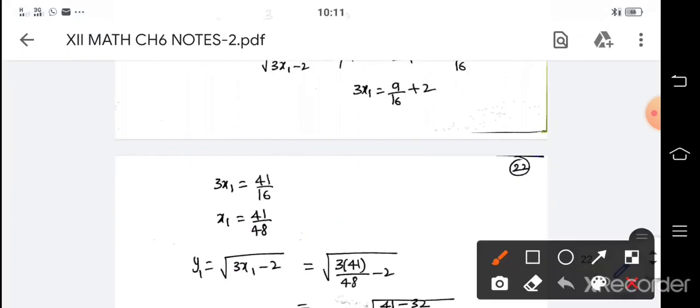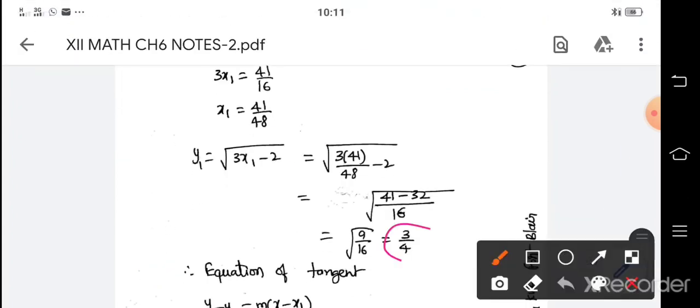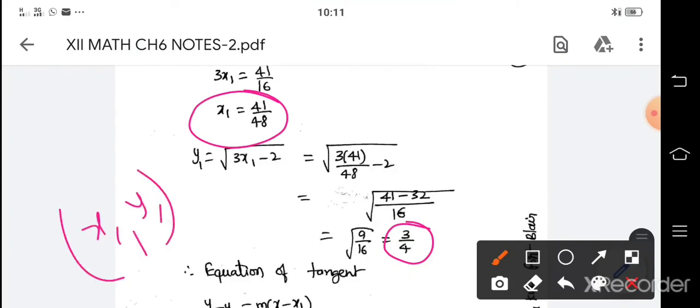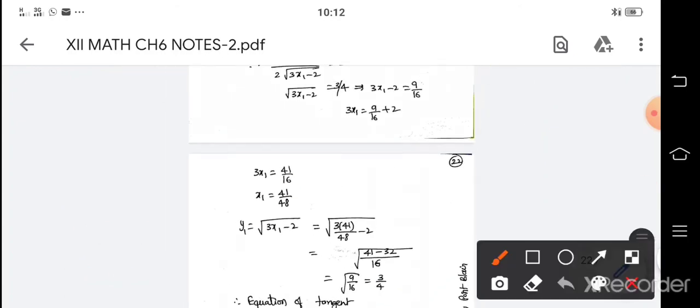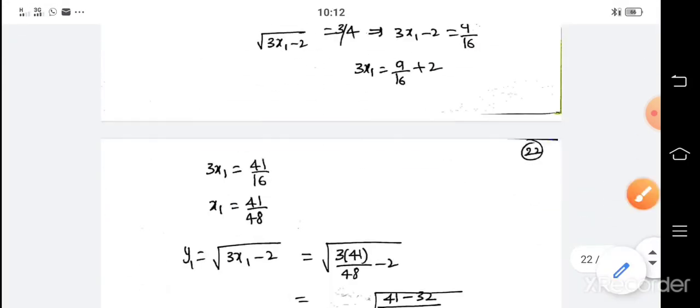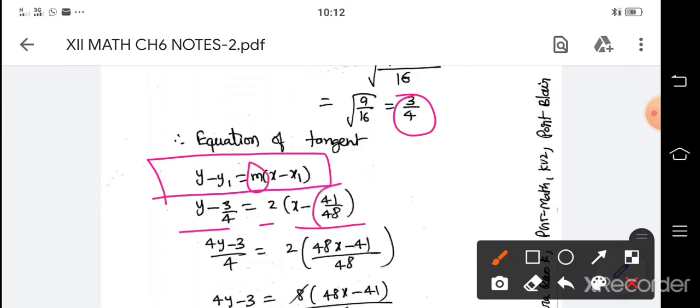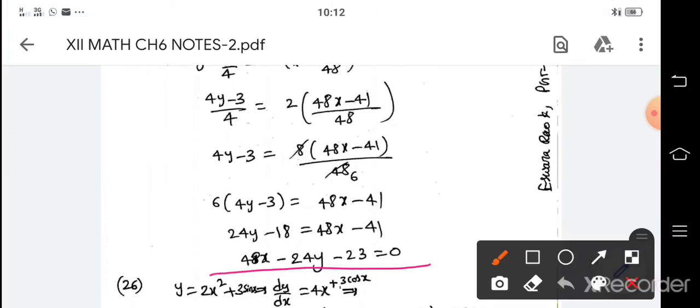Try to find y1 by substituting x1 in the given curve equation. Then you get y1 is equal to 3 by 4, and x1 is equal to 41 by 48. So the point of contact we got is 41 by 48 and 3 by 4, and the slope we already found by converting into y is equal to mx plus c format, which is 2. Now y minus y1 is equal to m into x minus x1. y minus 3 by 4 is equal to 2 into x minus 41 by 48. Do the simplification very carefully. Finally you get the equation as 48x minus 24y minus 23 is equal to 0.